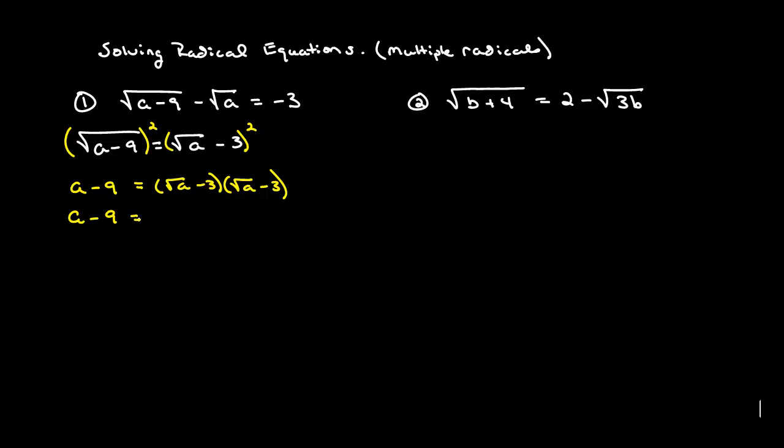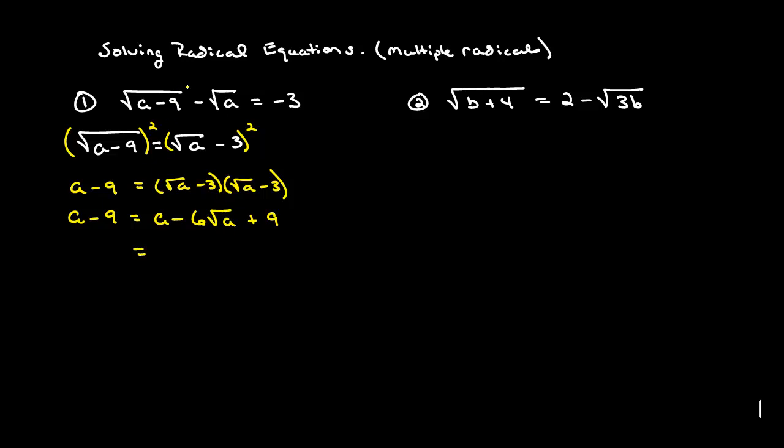So square root of a times square root of a is just a. Then we've got a negative 3 square roots of a, but we got two of those, right? So we're going to have negative 6 square roots of a. And then we're going to have plus 9. So if you don't know how I got this, FOIL this thing out. Now we still have a radical in here.